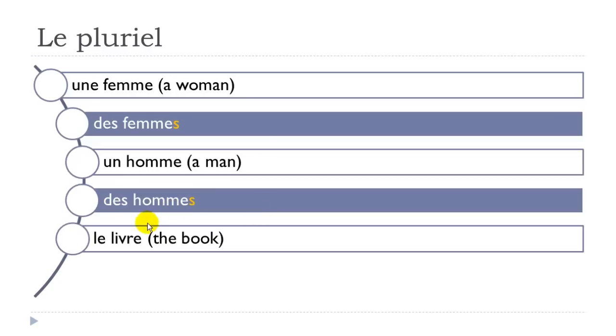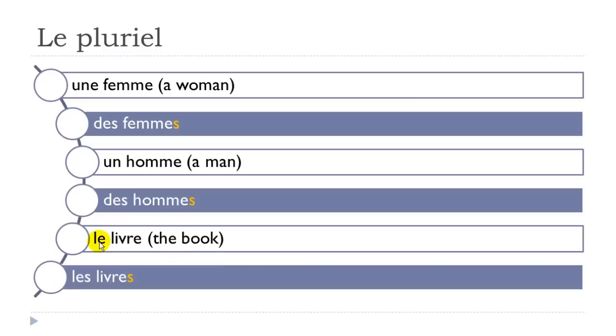And then I took this example with this article défini, le, okay? So the, le livre, okay? If you want to put the plural form, then the article here becomes les, so that's the plural form, okay? Les, and then same rule, you just write livre, and then you put S at the end, but then you don't pronounce it. Les livres. Le livre, les livres.